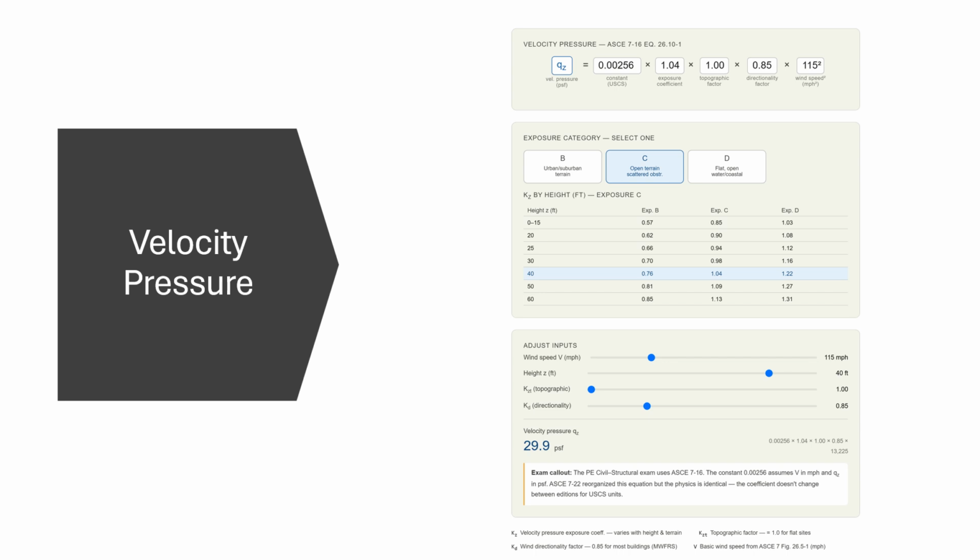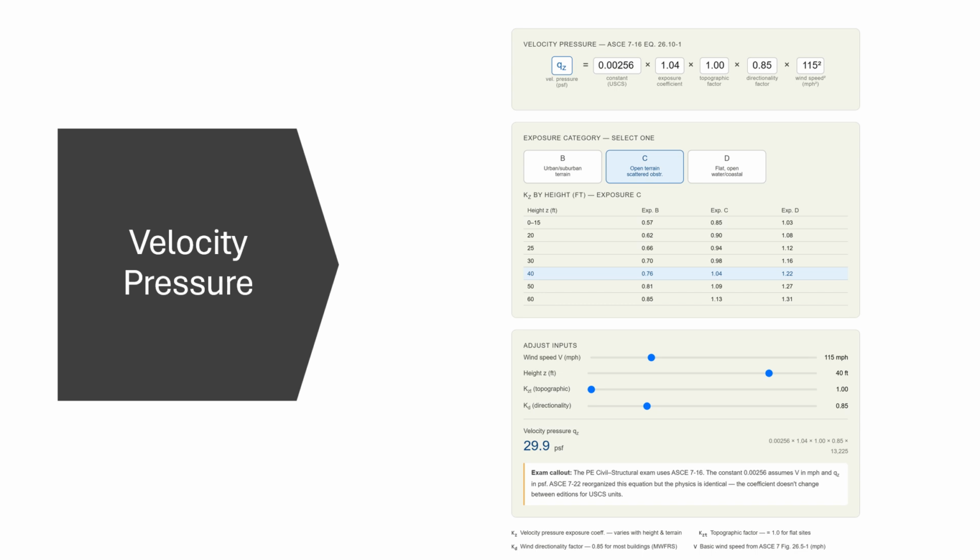So let's get into velocity pressure. This is still in chapter 26, but is used in chapter 27 as well. So this graphic, I was told that I needed to include more graphics in my videos. So I had my good friend, Mr. Claude, develop this velocity pressure graphic.